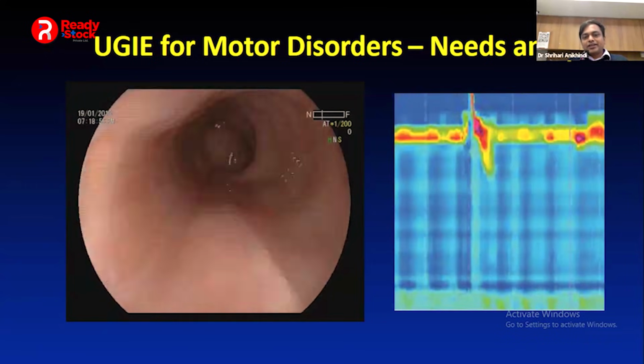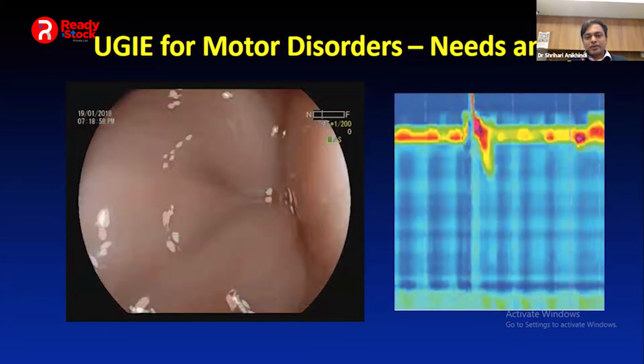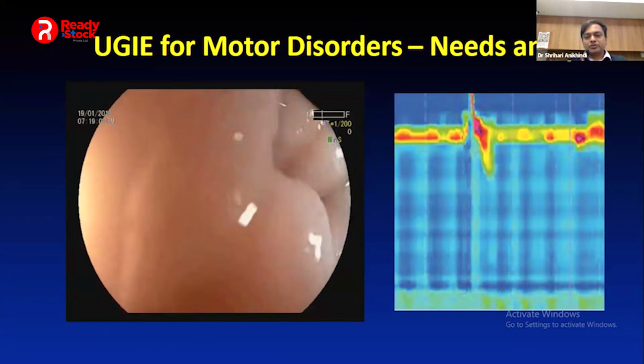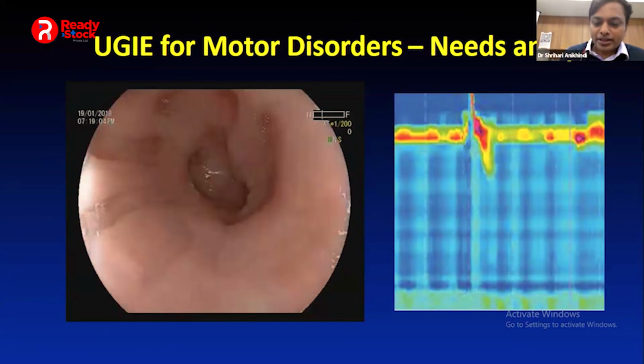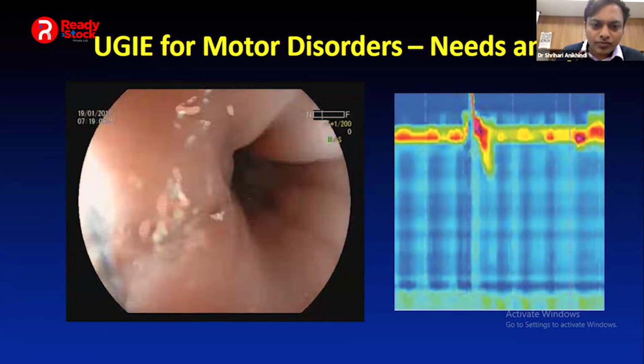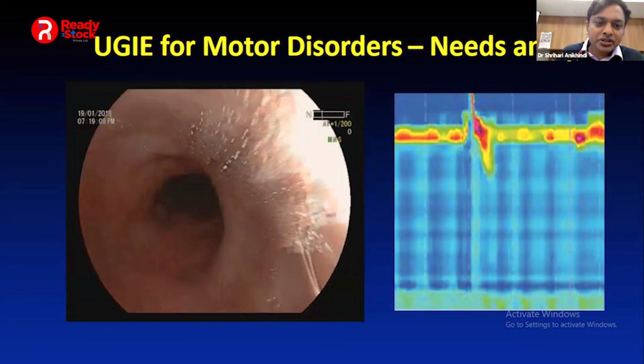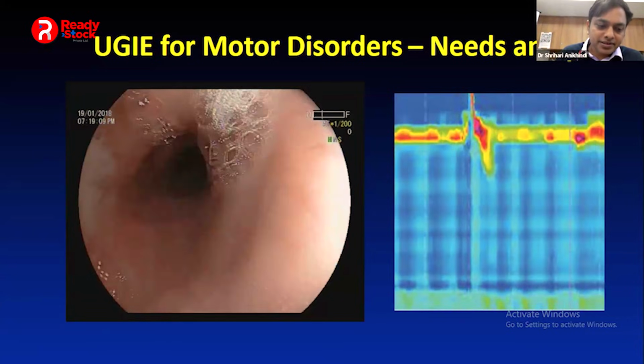And this was a clear case where on the endoscopy you feel you are absolutely not seeing any major pathology. But when you do a manometry, this was a case of achalasia cardia. This is an actual case that I'm showing you. Okay, this is especially true for patients who have low IRP achalasias, and that's a fairly common entity in clinical practice.